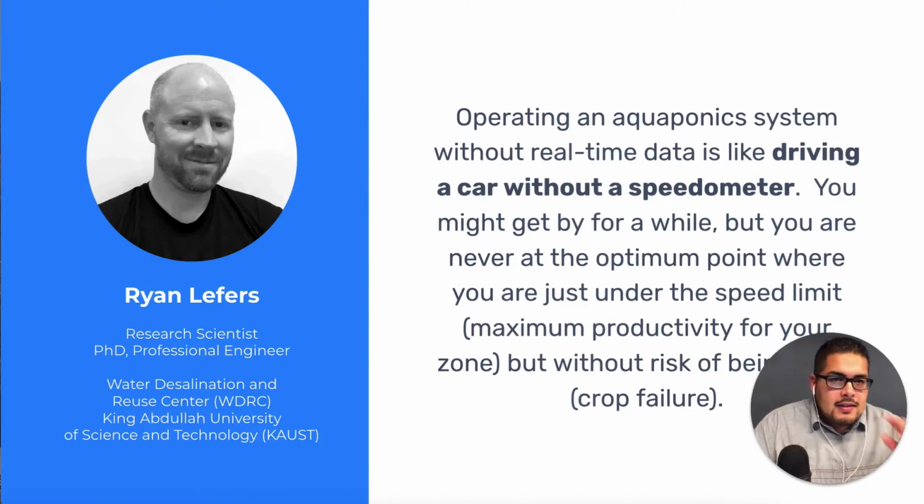He goes on to say it's like driving a car without a speedometer. You may get by for a while, but you're never at the optimum point where you're just under the speed limit, which is the maximum productivity for your zone without the risk of crop failure, being ticketed for crop failure. And so we're facing an issue where we're not in this optimal zone of growing versus crop failure. Tracking your data will let you obtain and maintain those levels within your system.